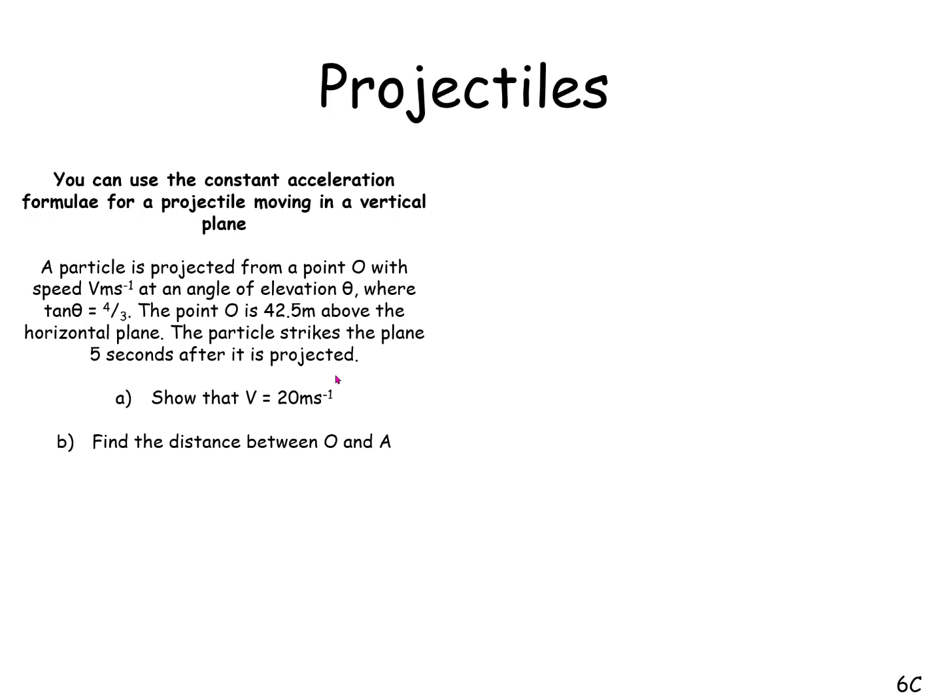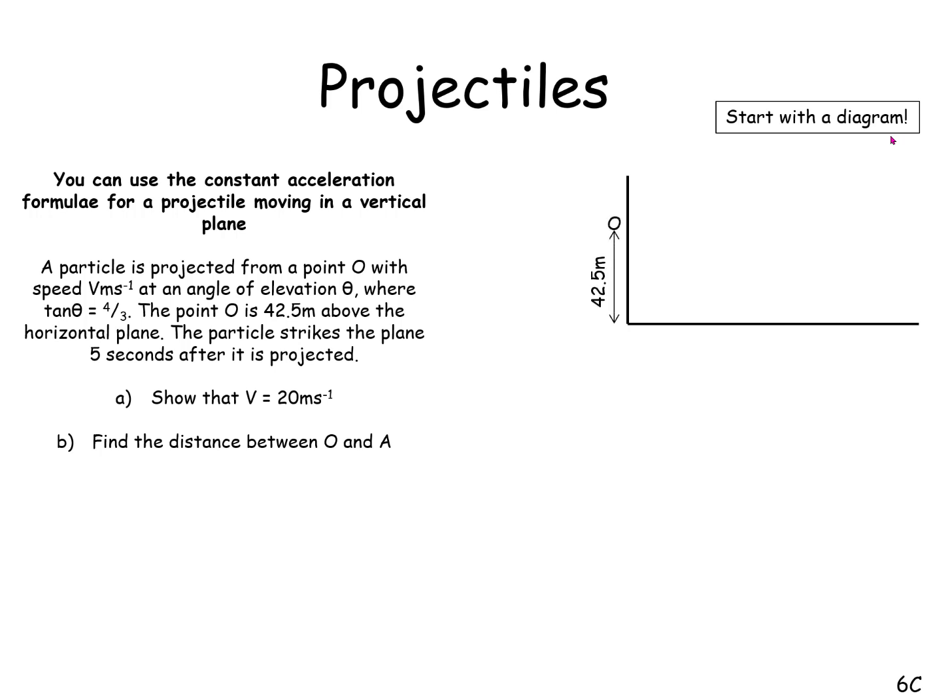We've got to find the distance between O and A. So we just start this with a diagram. This is because the point O is 42.5 meters above the horizontal plane. Now we can see v at an angle theta. Perfect. And then obviously the projectile is going to follow this motion due to the acceleration of gravity. A is the distance A.